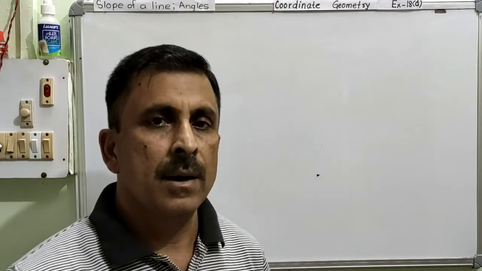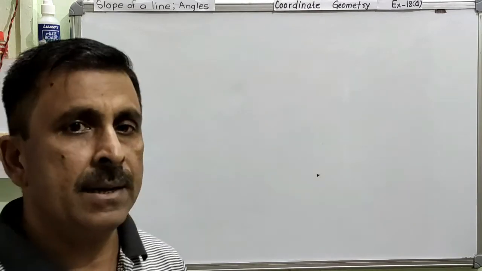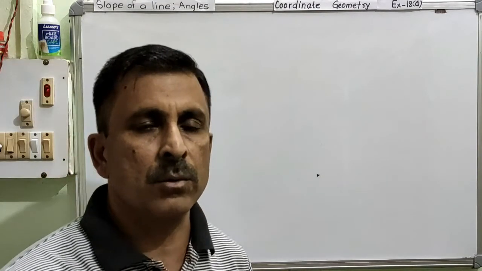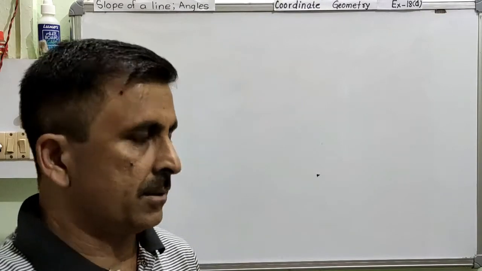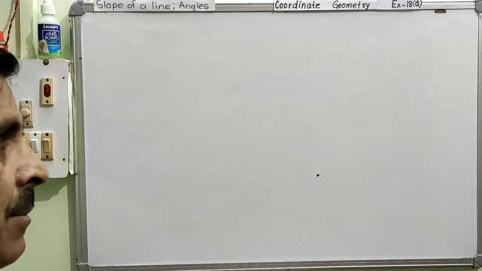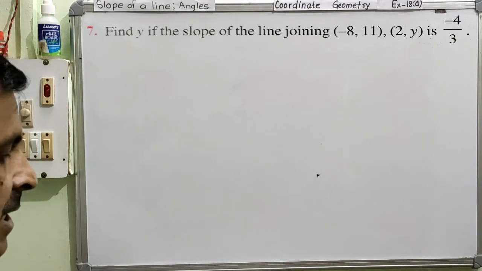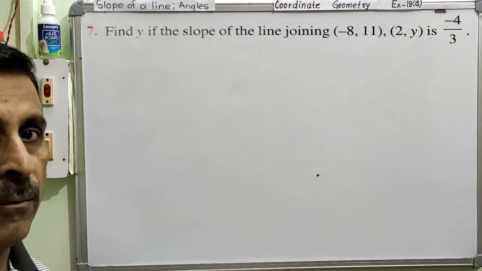Good morning. Today we are going to continue with exercise 18D. We will see some more questions on slope and the angles between the lines. Clear? So we are going to move on to question number 7. As you can see in question number 7, we are asked to find the value of y.